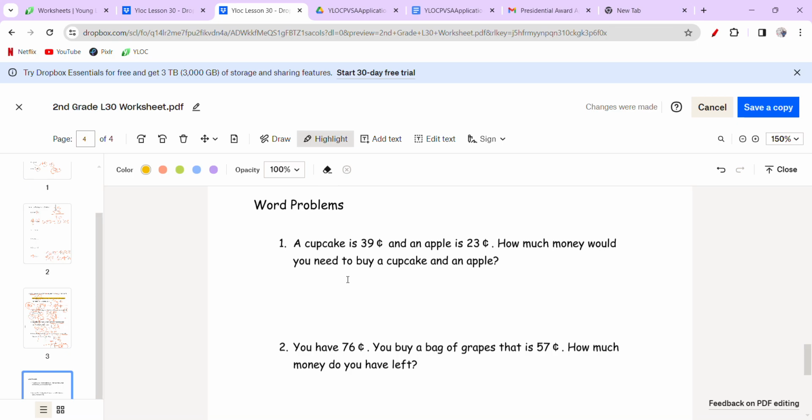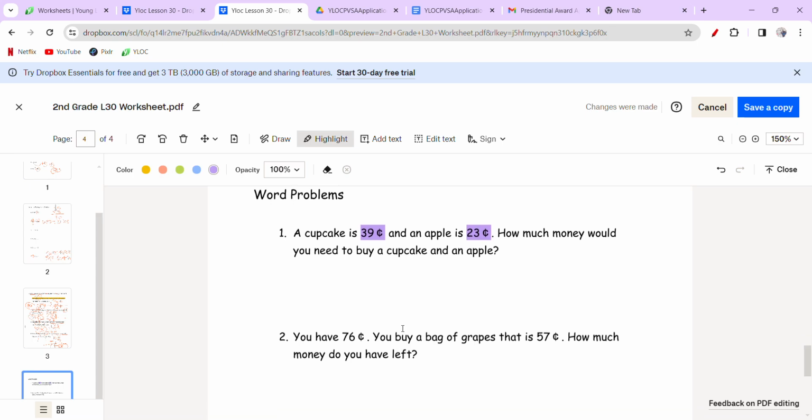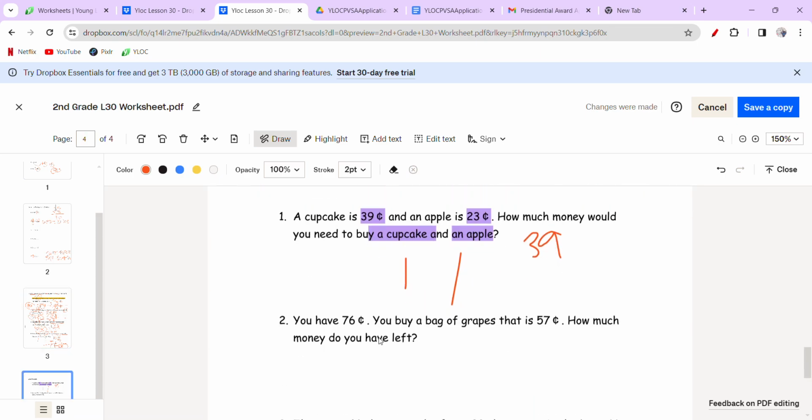Lastly, we are on to word problems. So if a cupcake is 39 cents and an apple is 23 cents, how much money would you need to buy a cupcake and an apple? So they're both singular, so we have one cupcake, one apple. So same thing like how we did in the previous page, we would just add them, right? Because they asked for how much. 9 plus 3 is 12. Move the 10 here. 3 plus 2 is 5, plus this 1 over here would be 6. So you will need 62 cents.